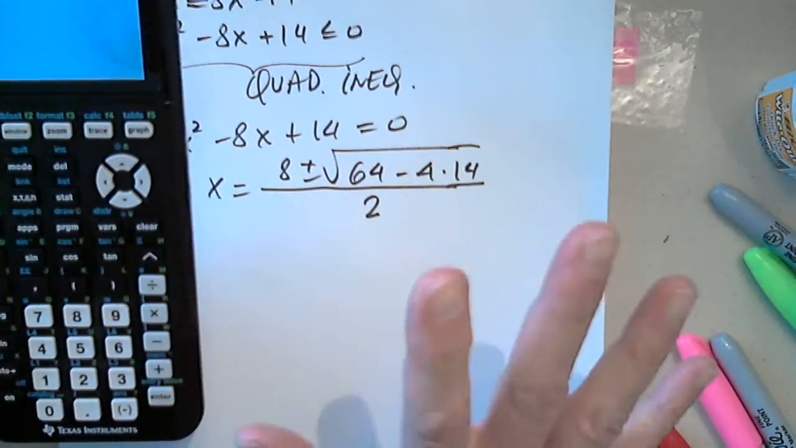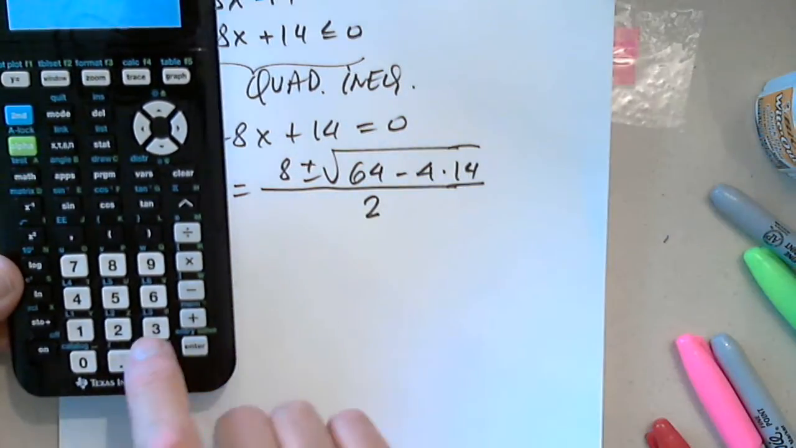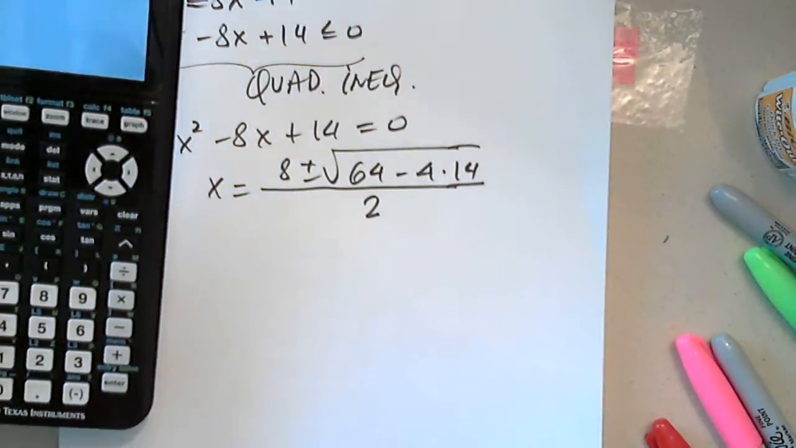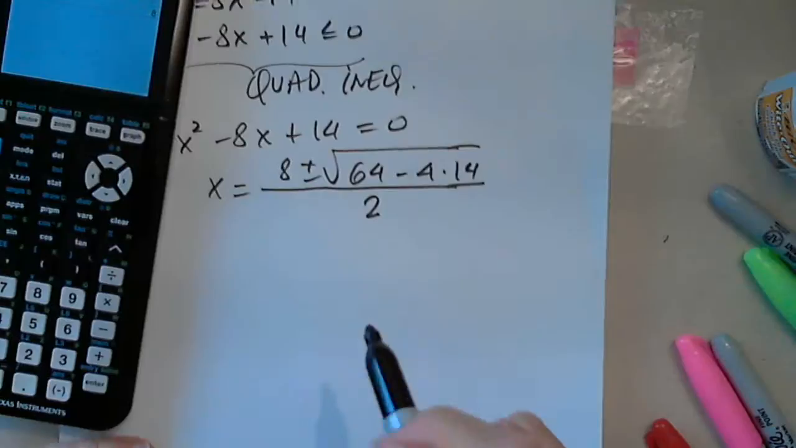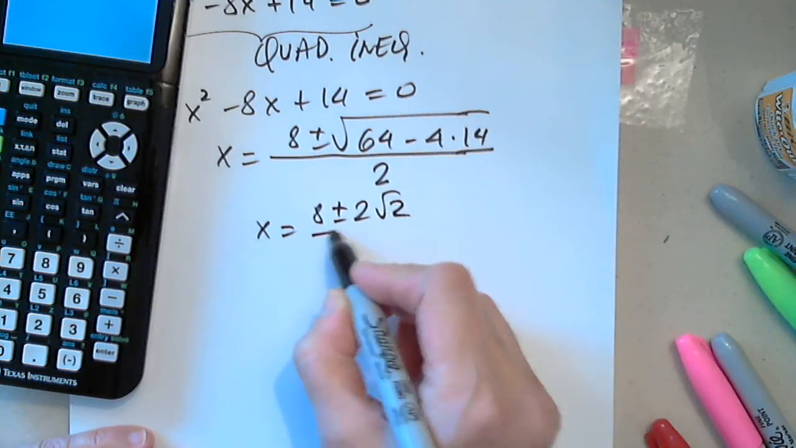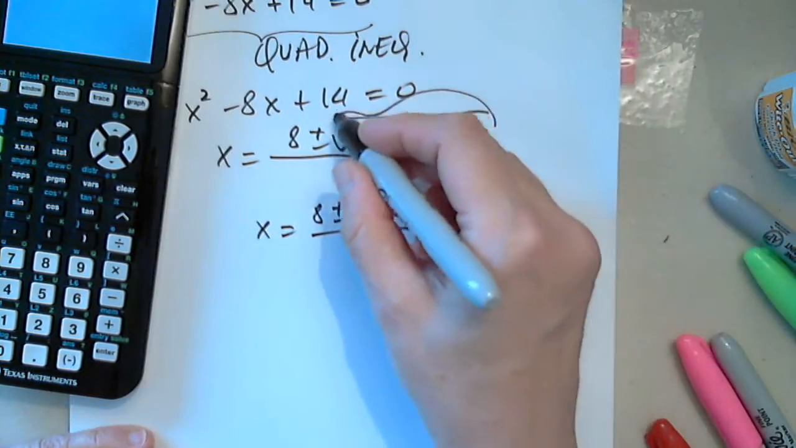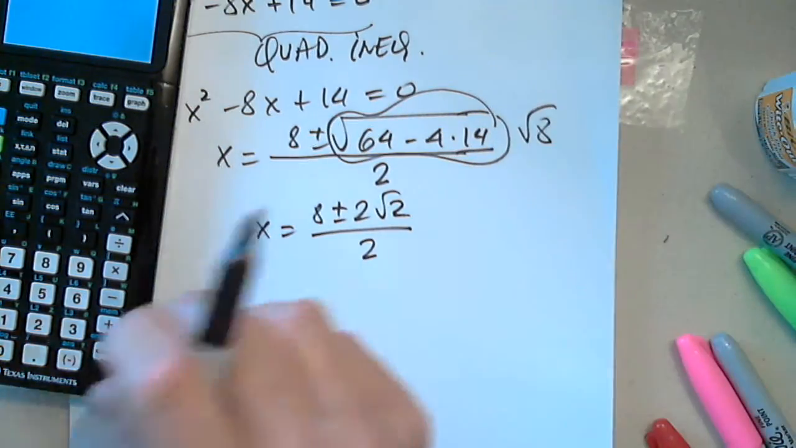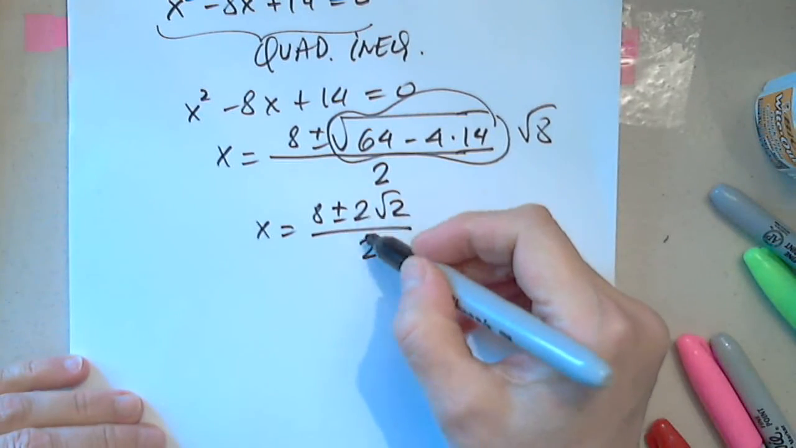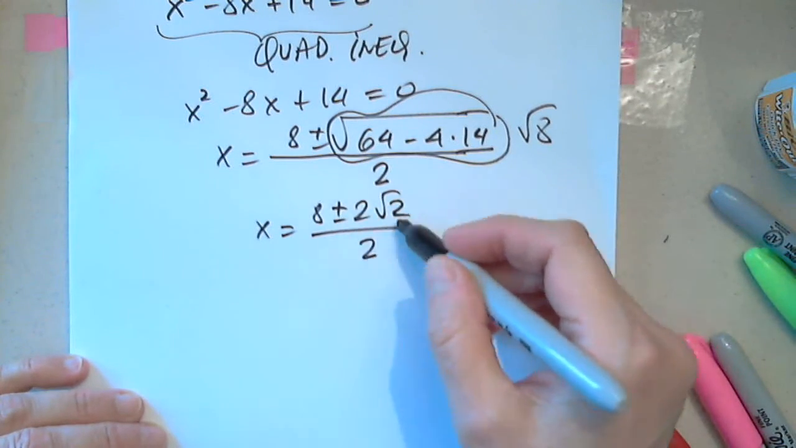Let me just see if I can get an exact, nicer form. Yeah. So under the square root is 8. So x equals 8 plus or minus 2 the square root of 2, over 2. So this piece is the square root of 8. Do not attempt to simplify carelessly. Be very careful how you simplify this.